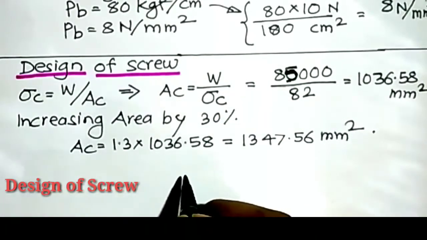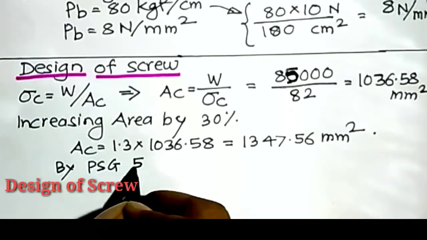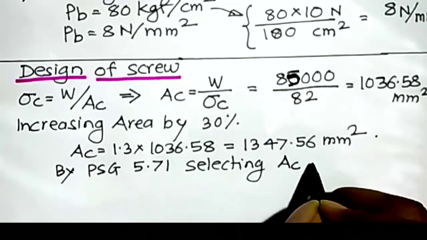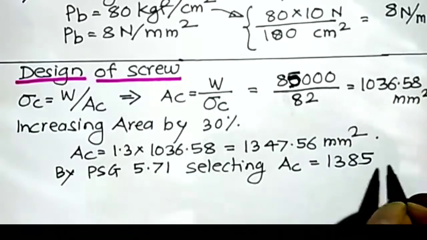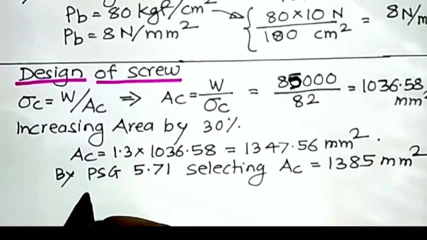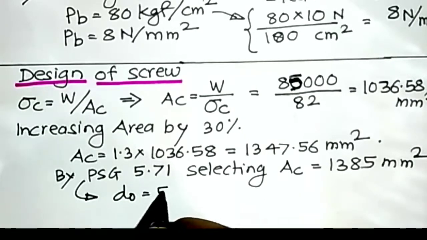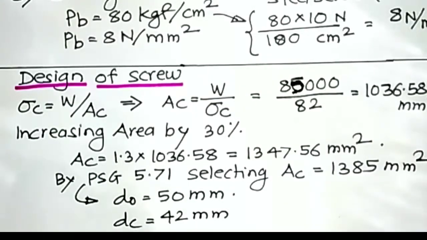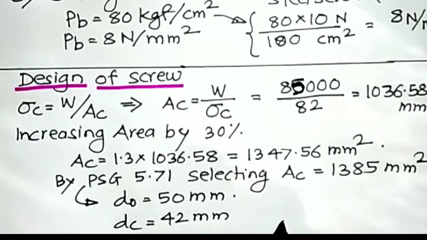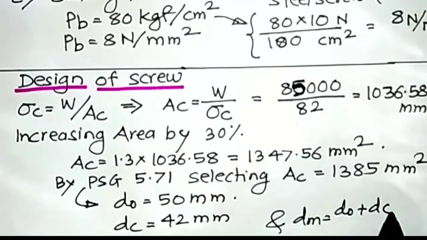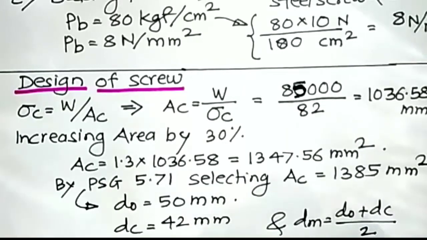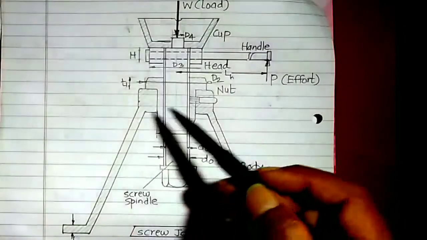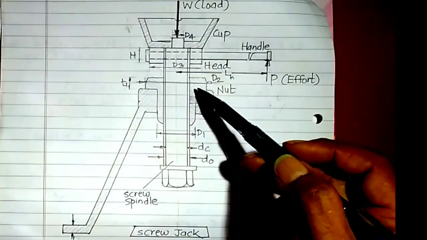Now as you know, along with the direct compressive stress, the screw is also taking torsional shear stress. So hence the area resisting failure is considered to be more for calculation purpose, and it is considered as 1.3 times of the area which is calculated, that is 30% more. So calculating the new area by multiplying the obtained area by 1.3, it comes out to be 1347.56. So from PSG 5.71 selecting standard area and outside diameter and core diameter. After finding outside and core diameter, finding out mean diameter by DO plus DC by 2.